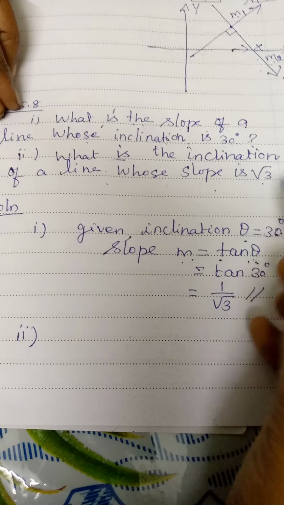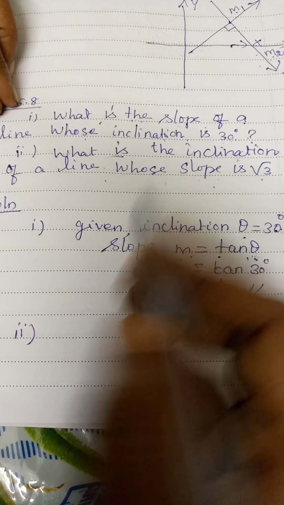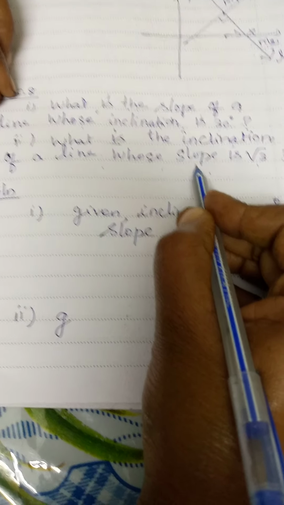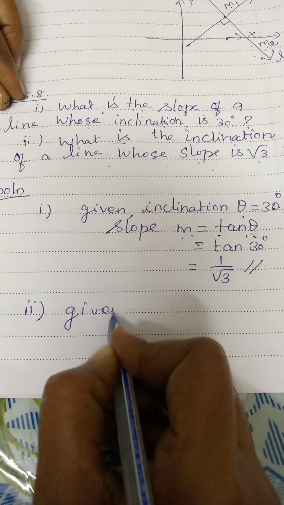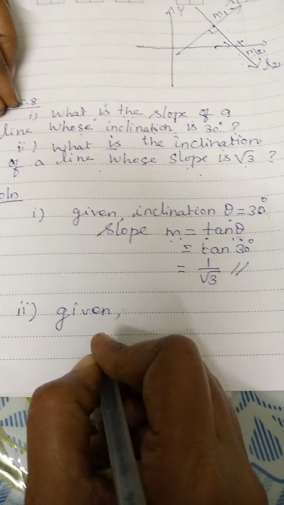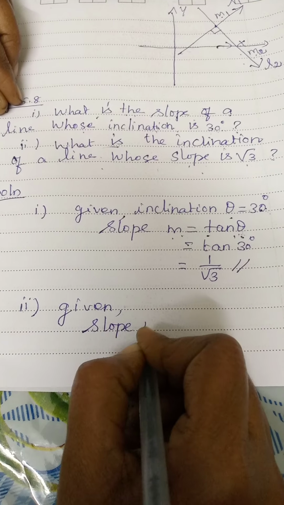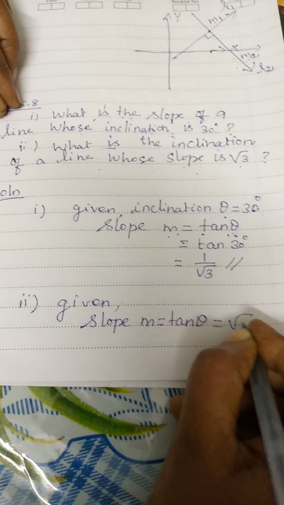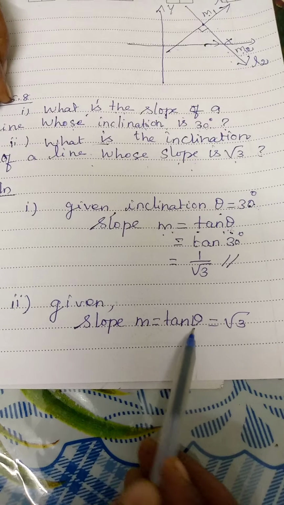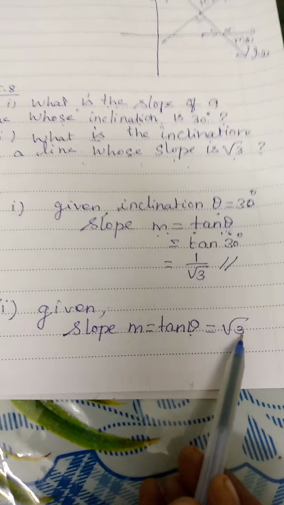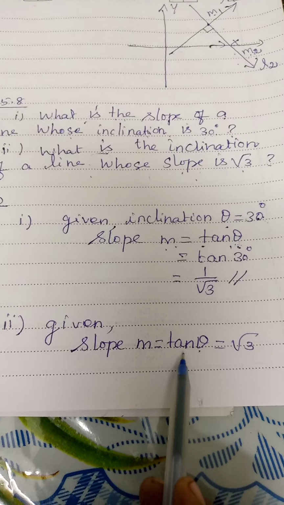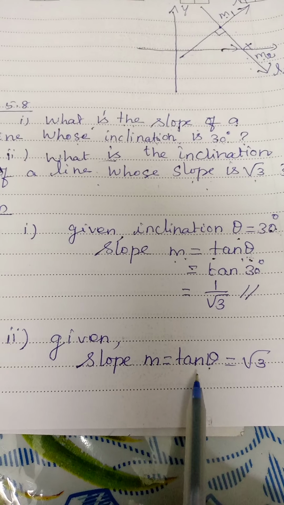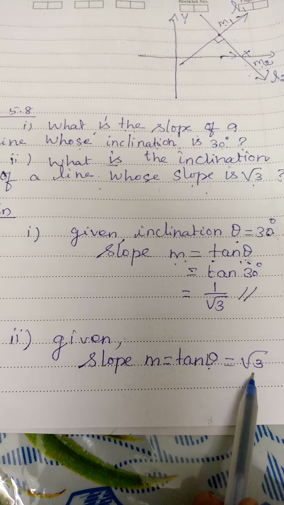Slope is given. Inclination means theta we have to find out. So what is given here? Slope m is equal to tan theta. Tan theta is equal to root 3. We have to find out theta. Tan which value gives root 3? Can you remember in 9th standard we studied in a trigonometric table? Tan 60 is root 3, is it?